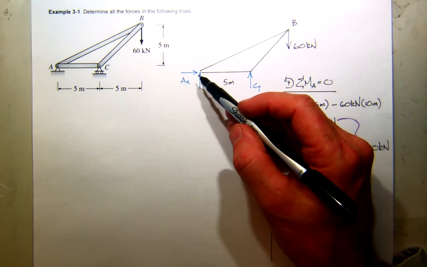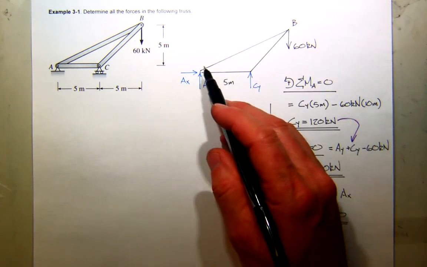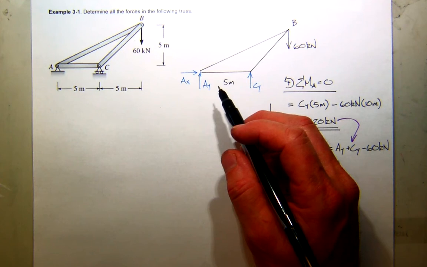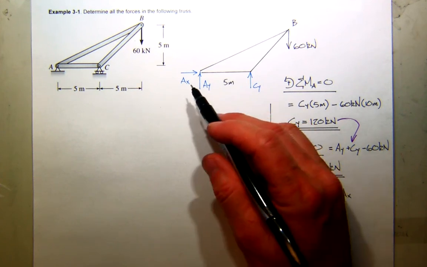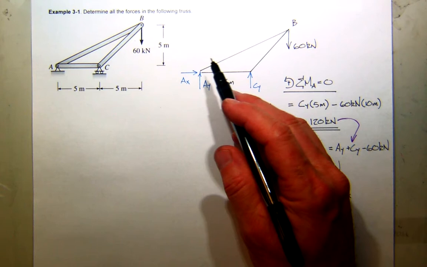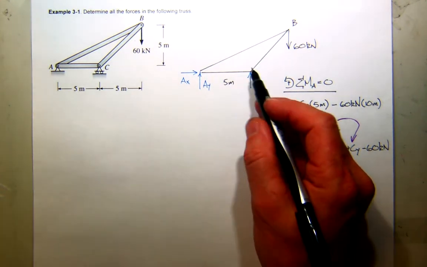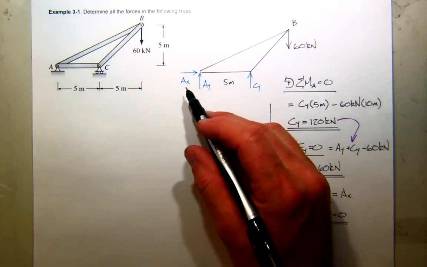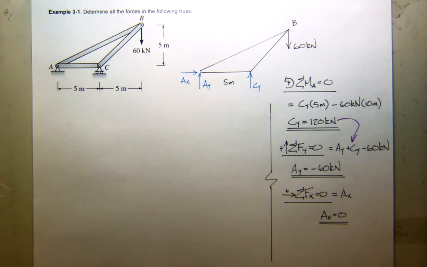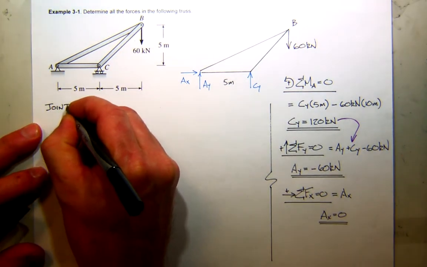What's the difference if I go to A? Well, AB still has two components, but what does AC have? One. So I should be able to solve for AC first, one equation, one unknown, and then use it to solve for AB. I could also apply that same strategy to C. So either A or C would be a good place to start. And just for alphabetical reasons, I'll go to joint A.